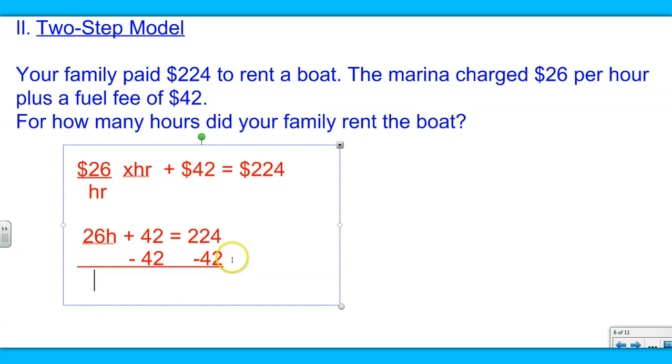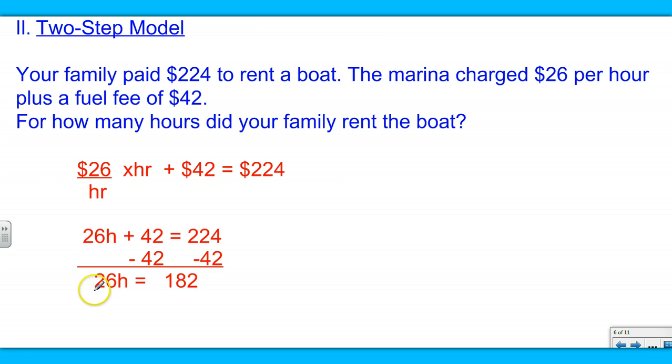On the left side, we have 26H. 26 times H equals, what is 224 minus 42? Well, that's 182. Very good. And now we're going to divide both sides by 26. Now we have 1H, because 26 over 26 is just 1. 1H equals, how many times does 26 go into 182? So we do the division.